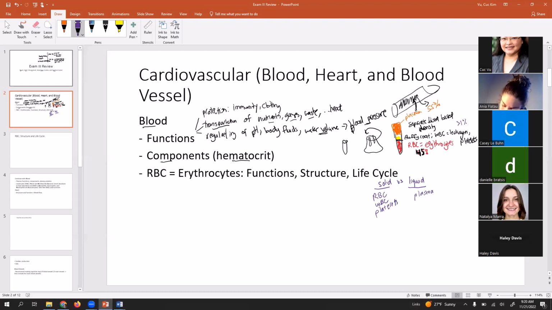So red blood cells, we know, are also called erythrocytes. We want to make sure you know the function of red blood cells. We know the function of blood in general, but each component has a specific function. Red blood cells have a specific function, a structure, and a life cycle. So you want to make sure you know these three components. Would you like me to cover these or move on to the areas that you requested?